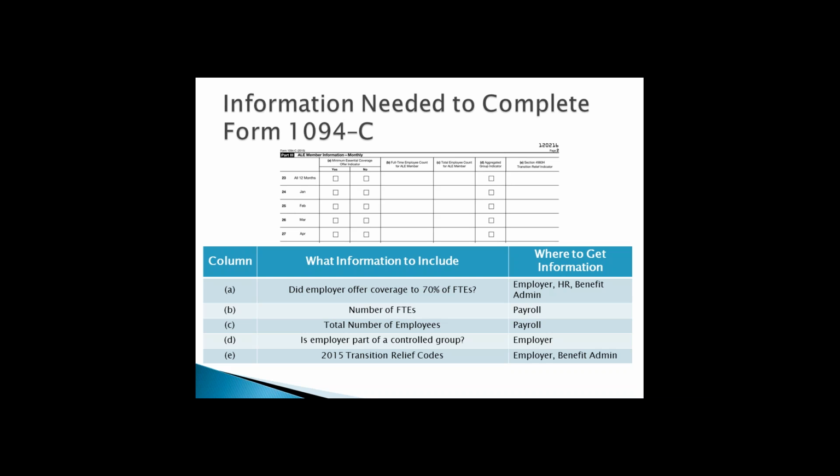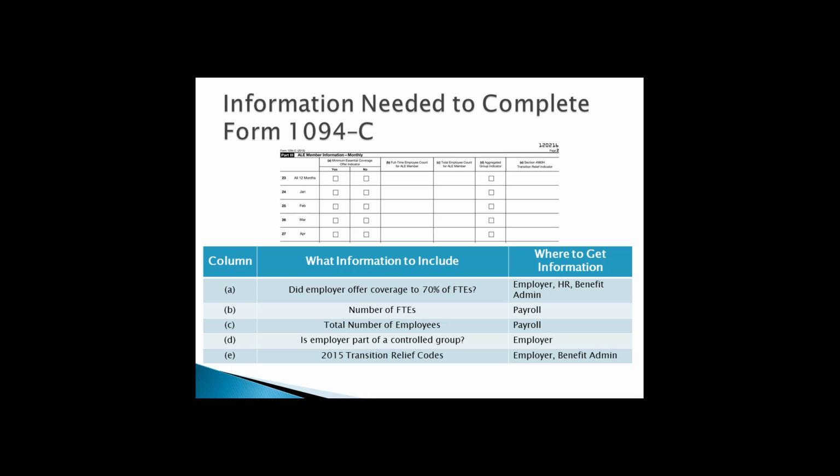After you report whether you offered minimum essential coverage, column B wants to know how many full-time employees the reporting employer had on a month-to-month basis. This must be calculated for every single month of the calendar year, and this information can be derived from your payroll department. Column C of the form is very straightforward. It just wants to know how many employees worked for the employer during that calendar month. Again, you can get that information from your payroll department. And then column D is only for applicable large employers that are part of a larger group of aggregated companies.